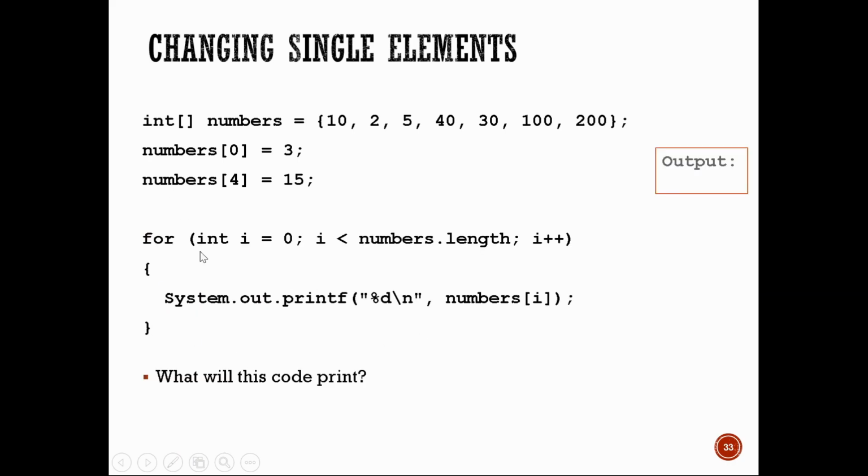So this 30 will be replaced with 15. So what will this code print? We have still the same array, since we already replaced 10 with 3 and 30 with 15. It will then print 3, 2, 5, 40, 15, 100, and 200.